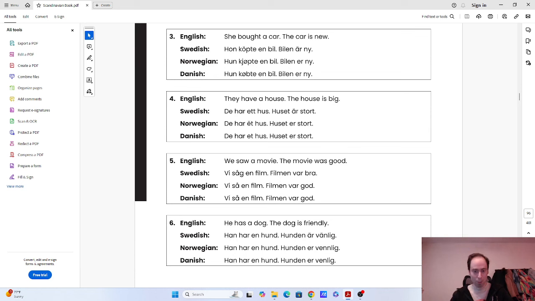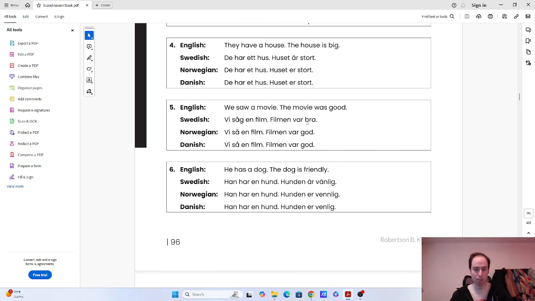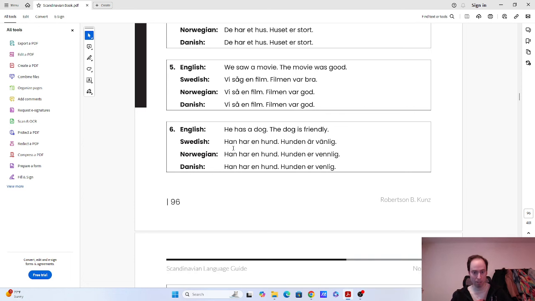In the case of Norwegian and Danish, and this one, they're exactly the same. Swedish is almost the same, different spelling with et, and the verb for is a different vowel. But besides that, it's basically the same thing. So yeah, these languages, very, very similar. Sometimes you'll see different words, like in Swedish we have bro, and then in Norwegian and Danish we have good. And so that's a difference in vocabulary, but if you look at the rest of the words, yeah, they're pretty much the same. Same here with he has a dog, the dog is friendly.